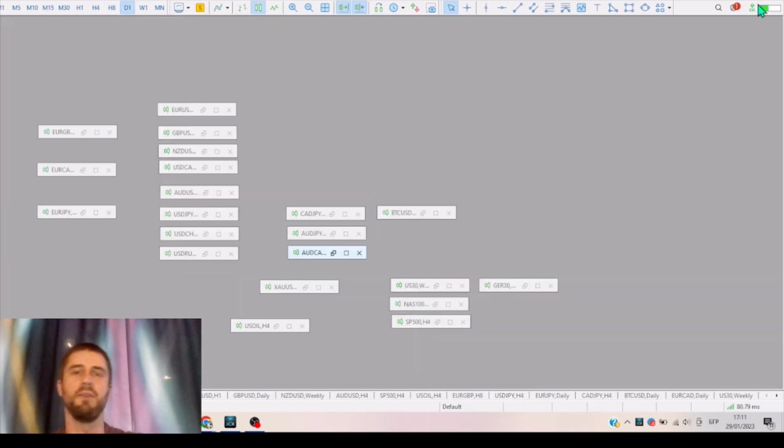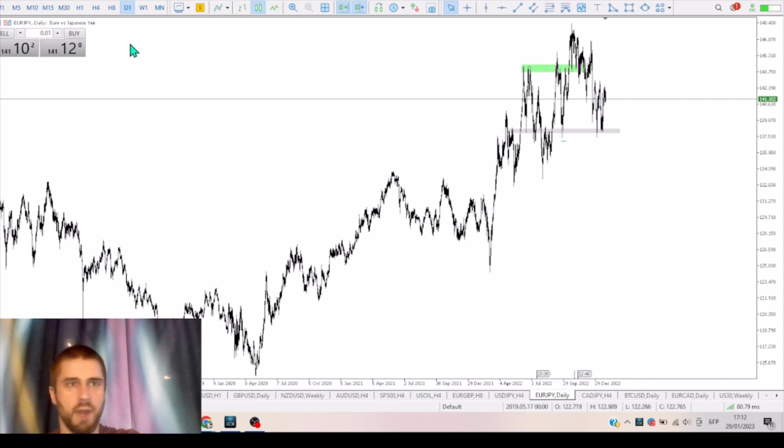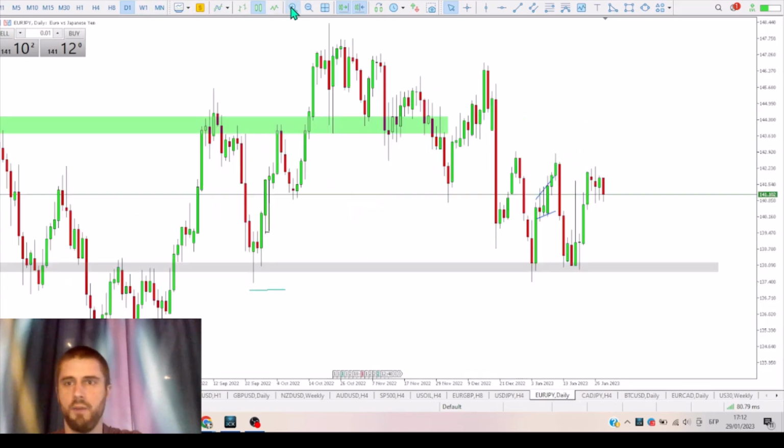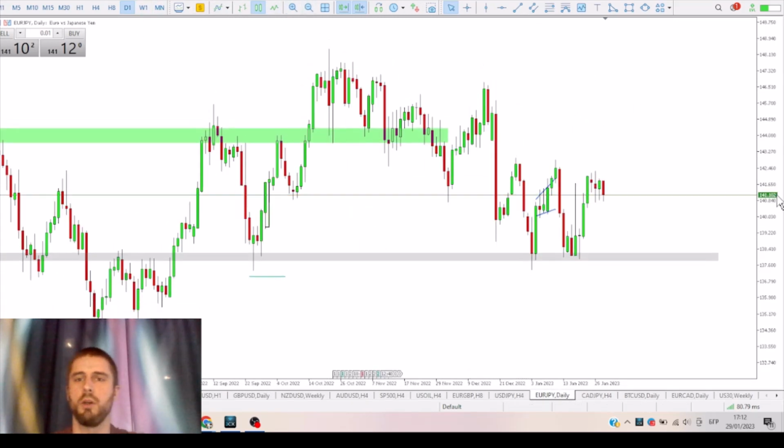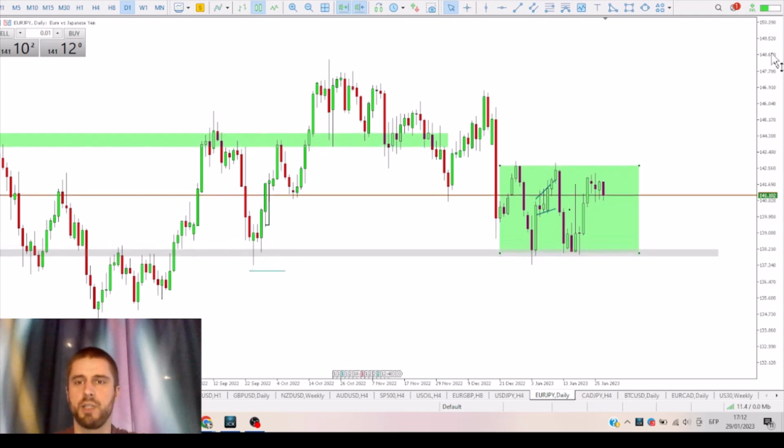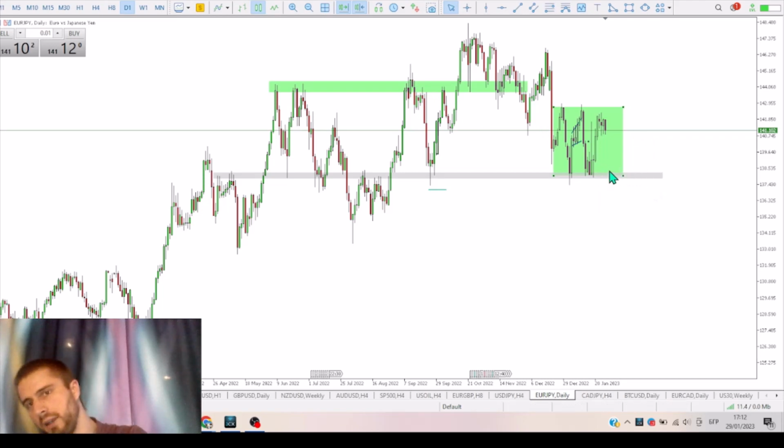So let's move now to the next chart. Let's see something more interesting, guys. Euro JPY, I haven't checked this chart, but currently price is in a consolidation box. So before we have a breakout from this box, we don't have serious trades to play, except buying the lows and selling the highs. But that's not my favorite setup.